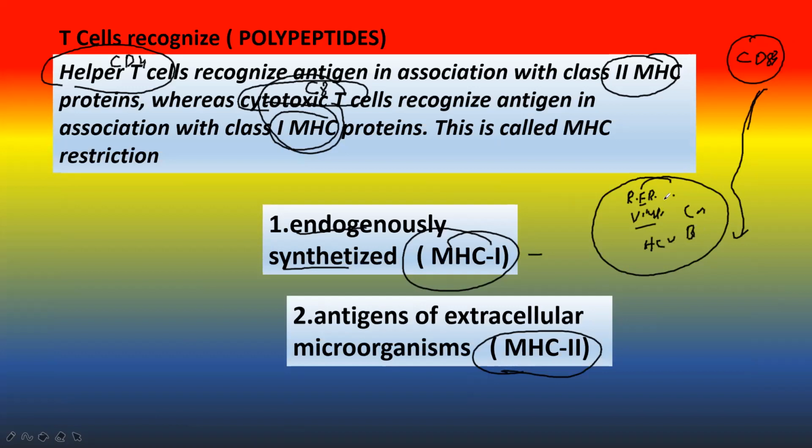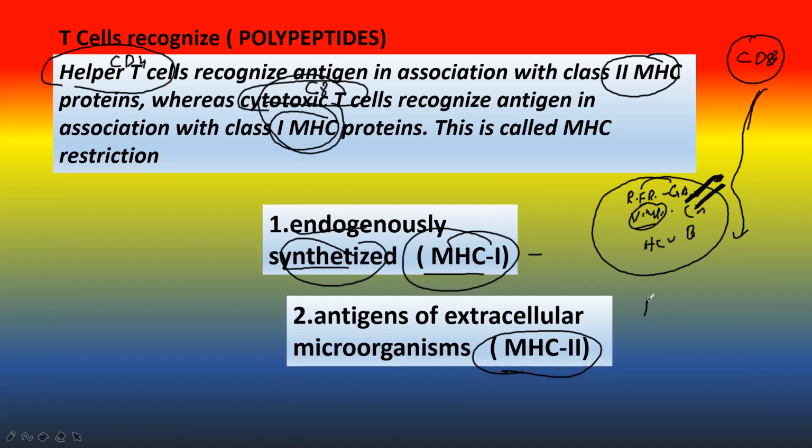the rough endoplasmic reticulum produces some proteins, and the Golgi bodies pack that protein. Then they produce MHC1 protein. This MHC1 protein comes out to the membrane and takes the antigen along with it. Understand the meaning of endogenously synthesized antigen? It's endogenous MHC1. If the antigen has already entered the body cell, then MHC1 protein comes to the surface.